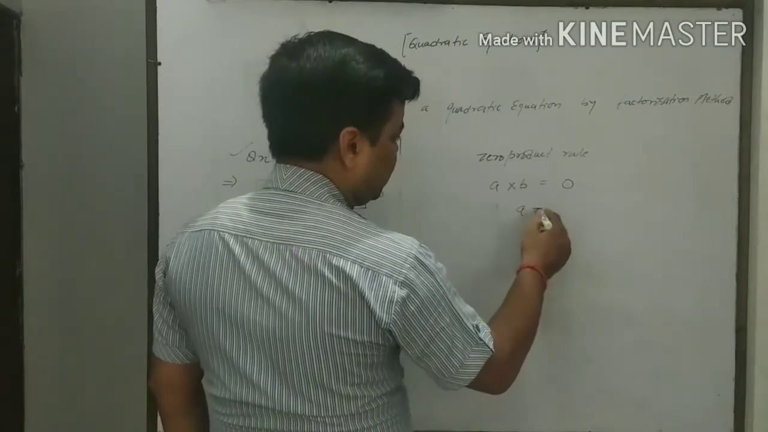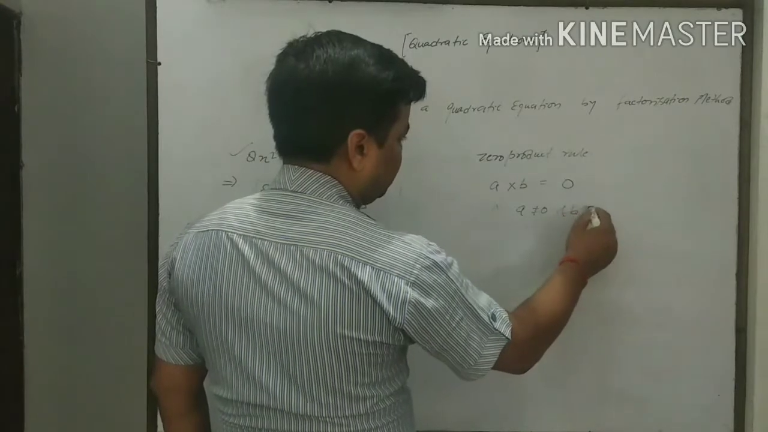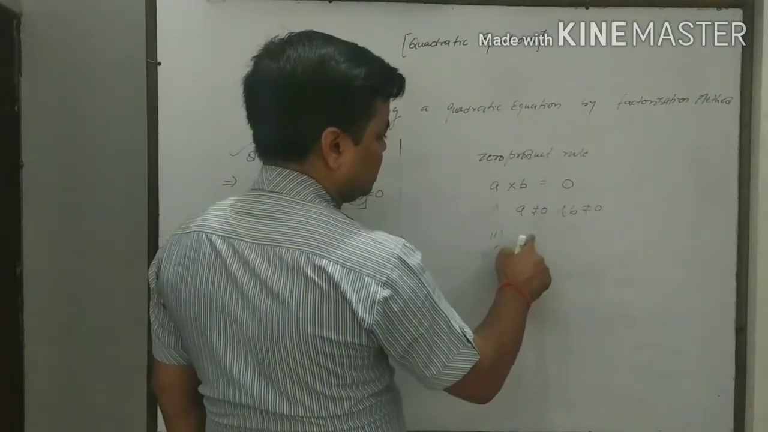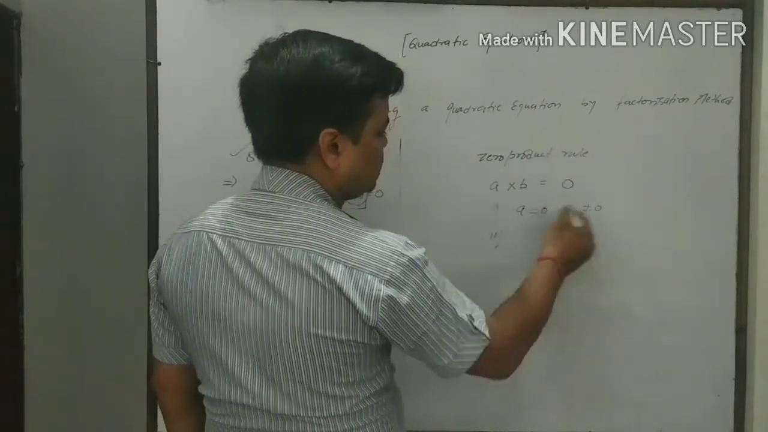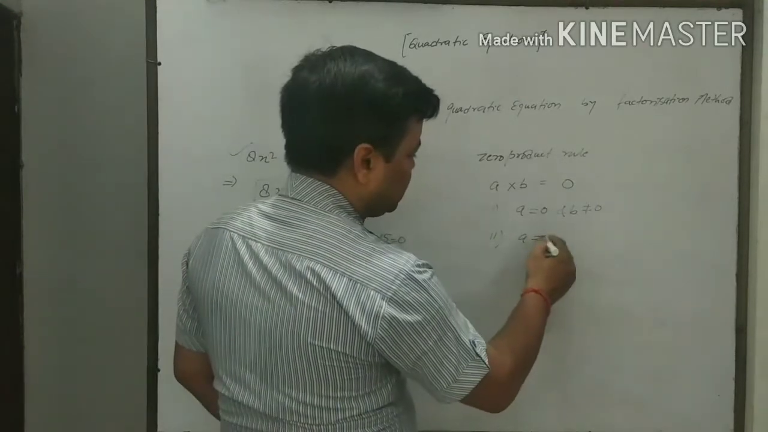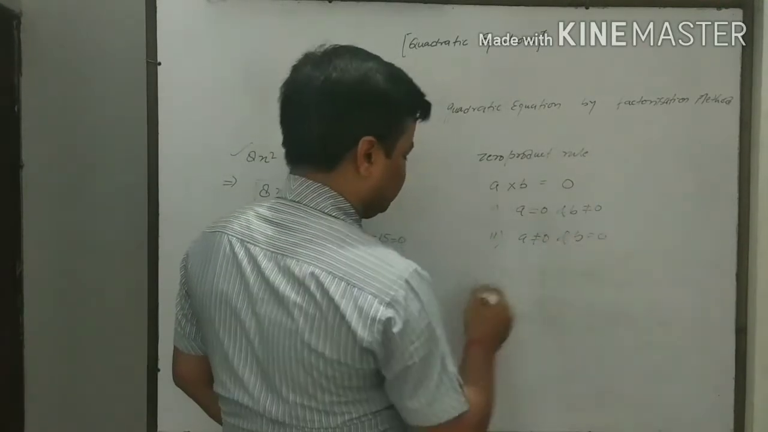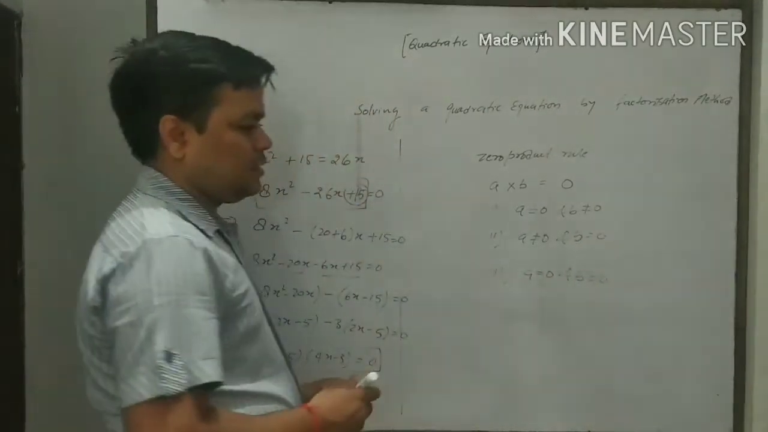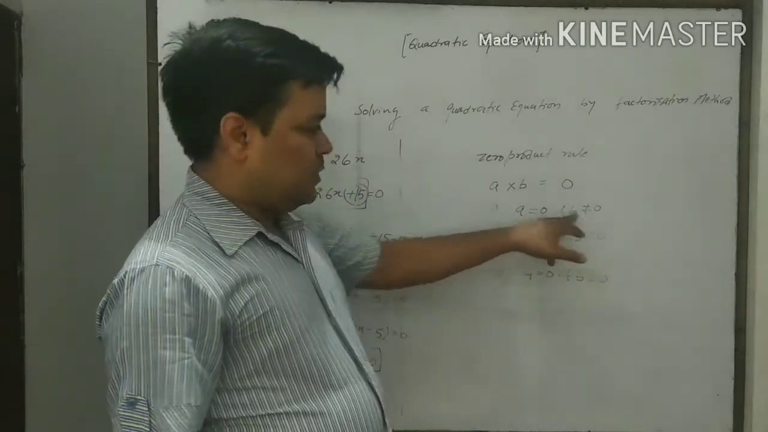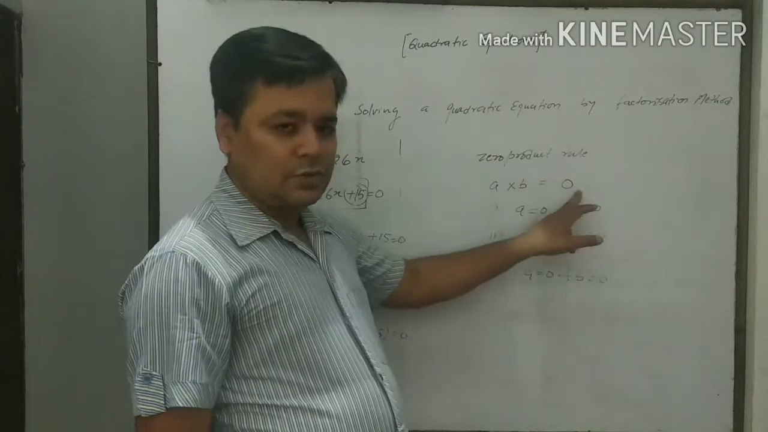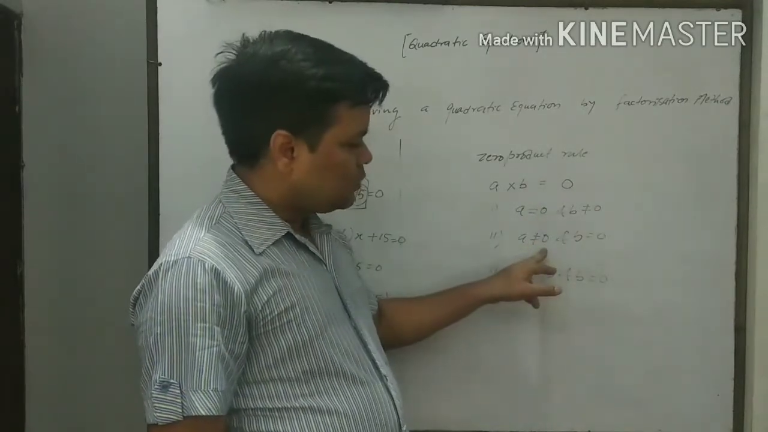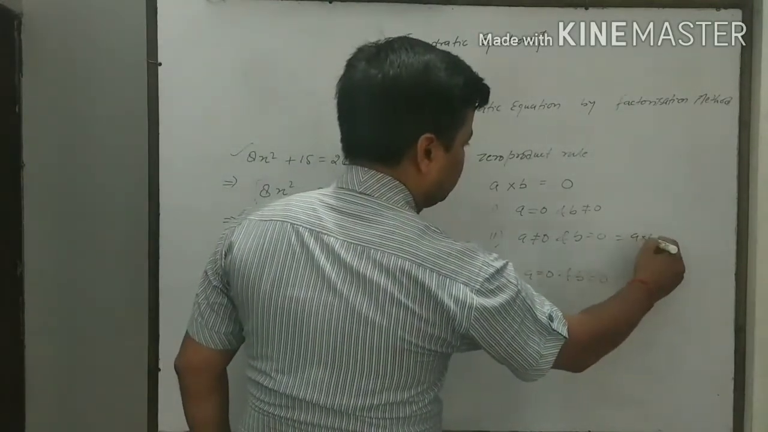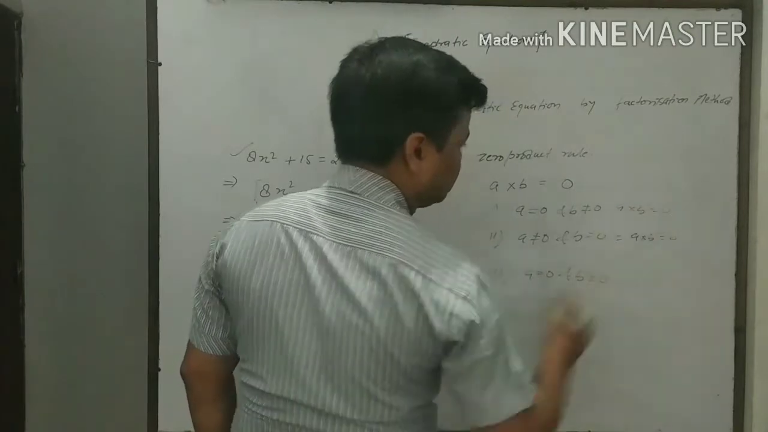First, maybe a is equal to 0 and b is not equal to 0. The second, maybe a is not equal to 0 and b is equal to 0. And the third condition, a is equal to 0 and b is equal to 0 separately. If a is equal to 0 and b is not equal to 0, then the product of a and b is also equal to 0. If a is not equal to 0 and b is equal to 0, in this case also the product of a into b is equal to 0.